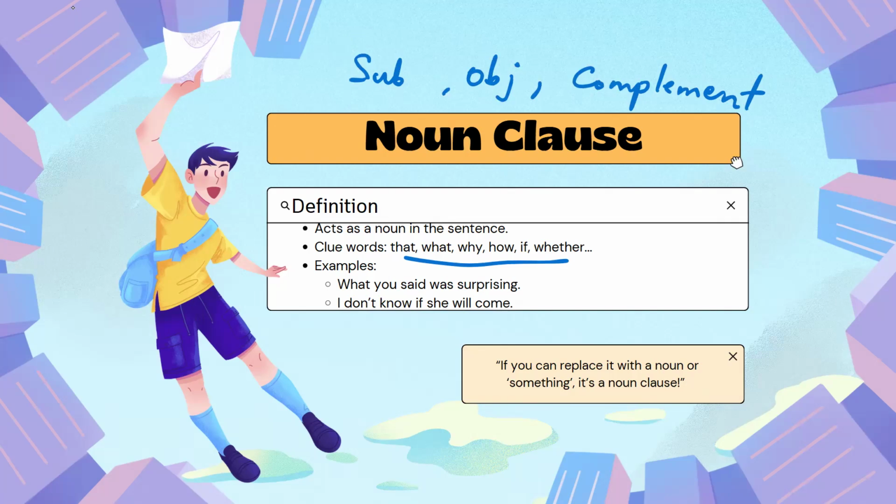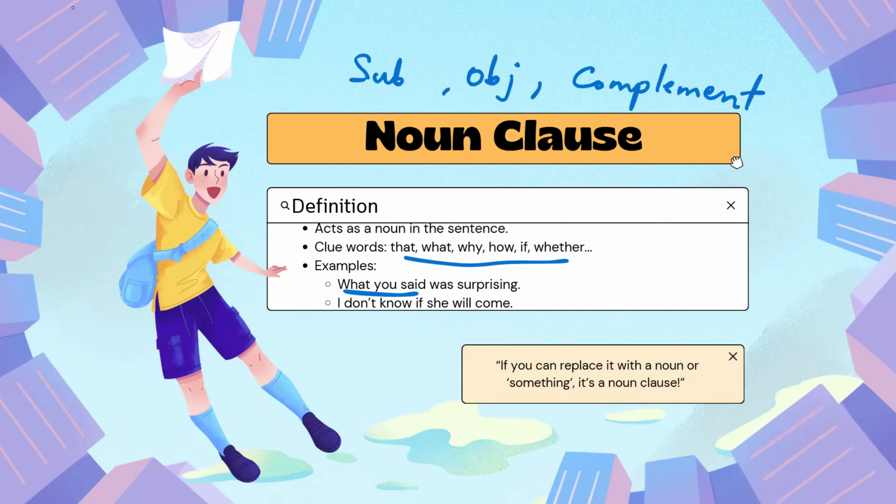What you said surprised me. Here, what you said is basically a noun clause because it acts as the subject of the sentence. Another example, I don't know if she will come. Here, if she will come is the object of the verb.